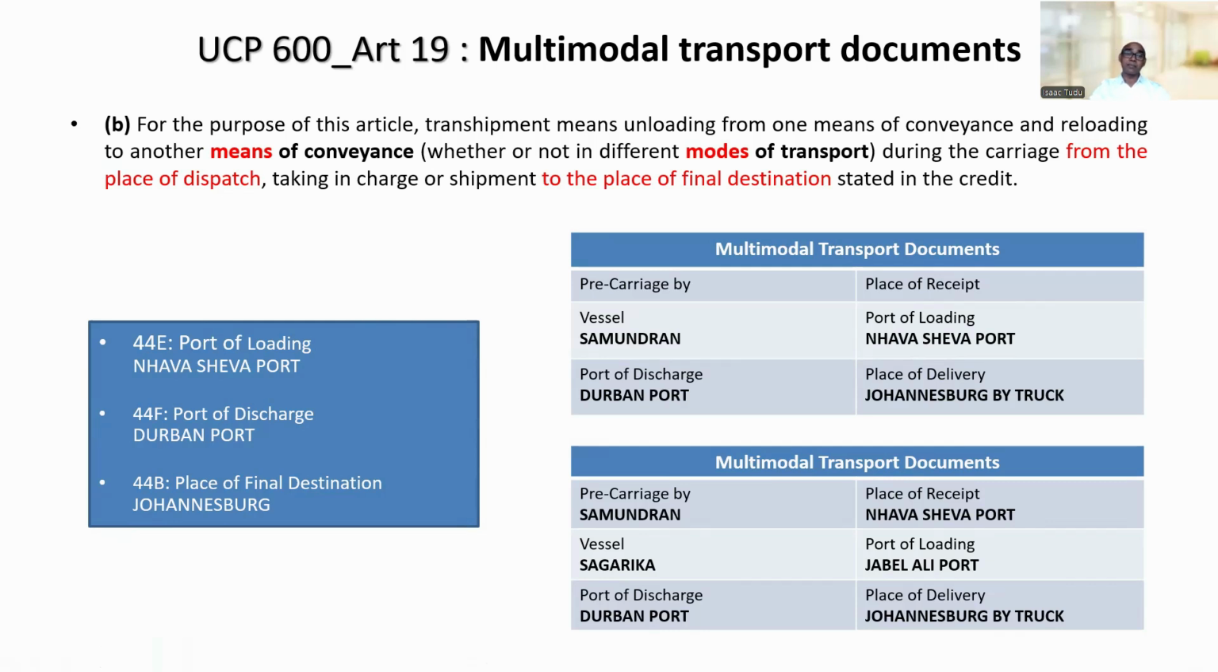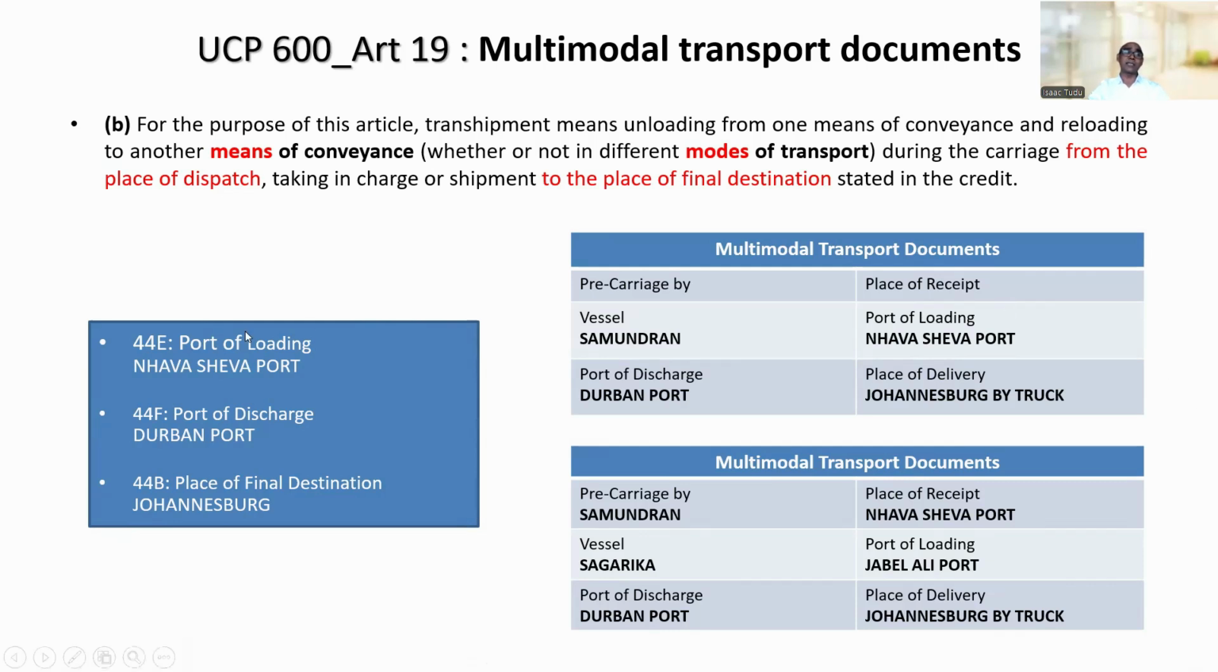Now, understand the basic concept that transshipment will always be applicable with a multimodal transport document, right? So unloading and reloading of goods from one means of conveyance to another means of conveyance, whether or not in different modes of transport, during the carriage of those goods from the place of receipt, dispatch or taking in charge, port of loading or airport of departure to the place of final destination, port of discharge or airport of destination stated in the LC will be treated as transshipment.